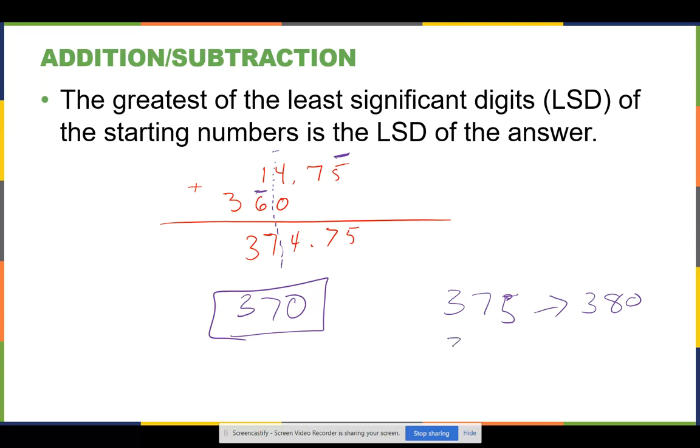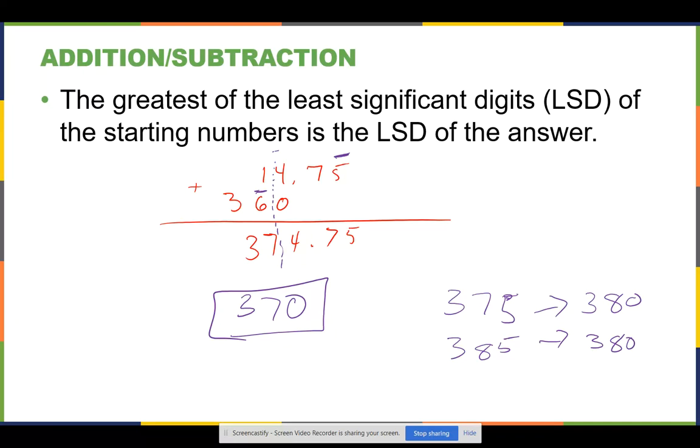What if it was 385? It's still 380. The rule is if it's exactly 5 on that digit that you're rounding from, then you go to the even number. The reason for that is to avoid a bias in your rounding. Because 5 is halfway between. If you always go up with it, you're biasing to a higher average.